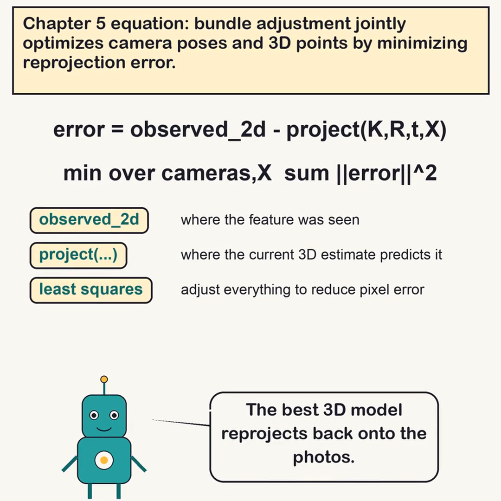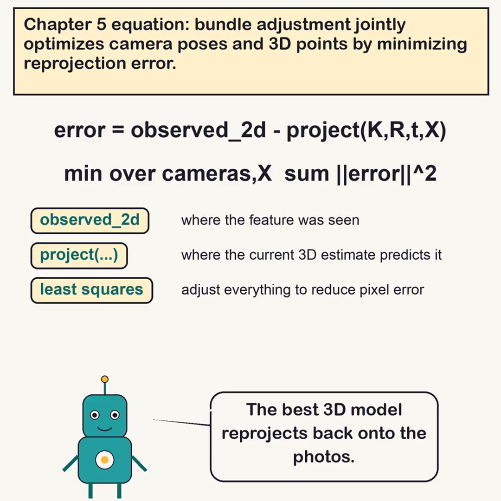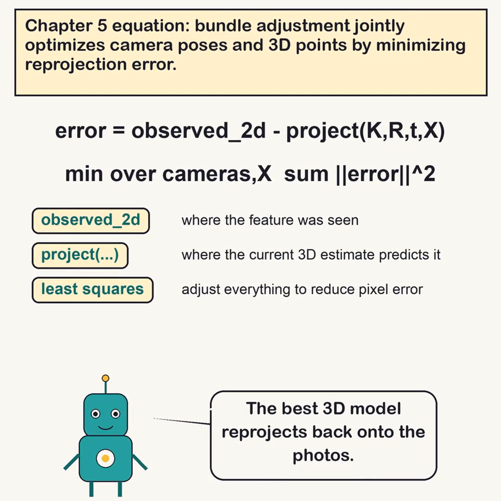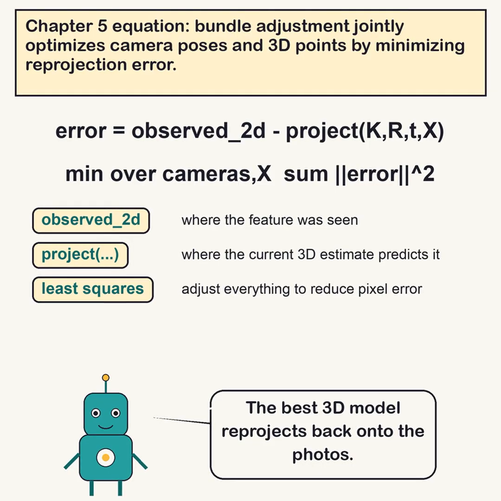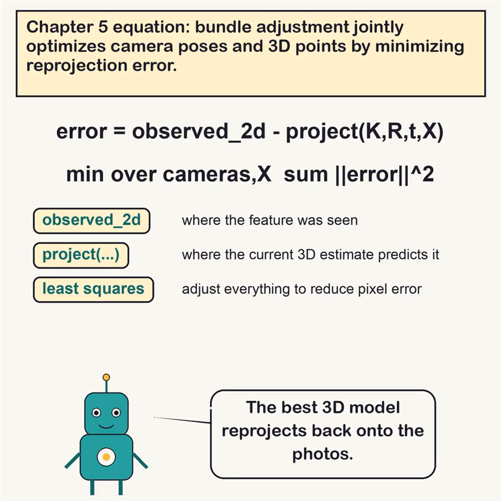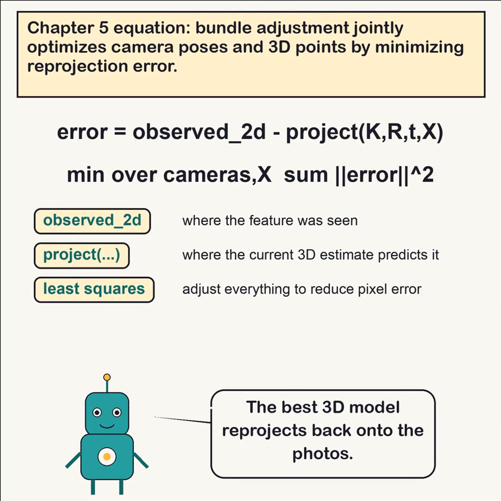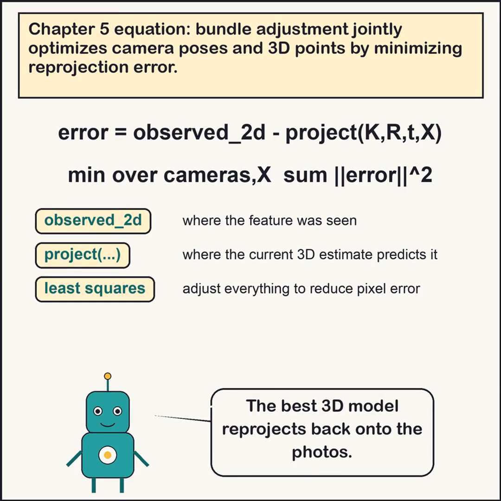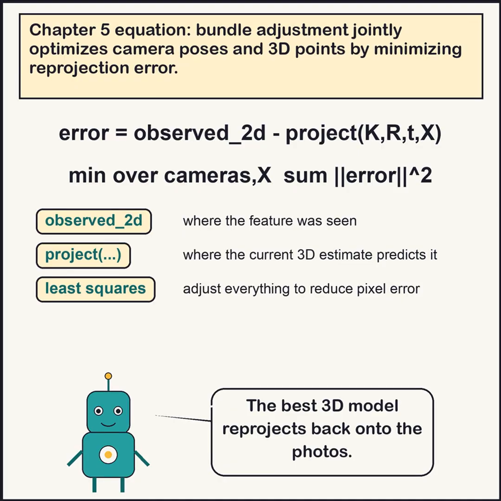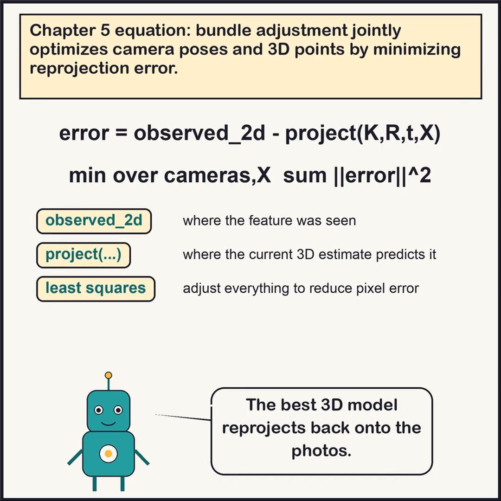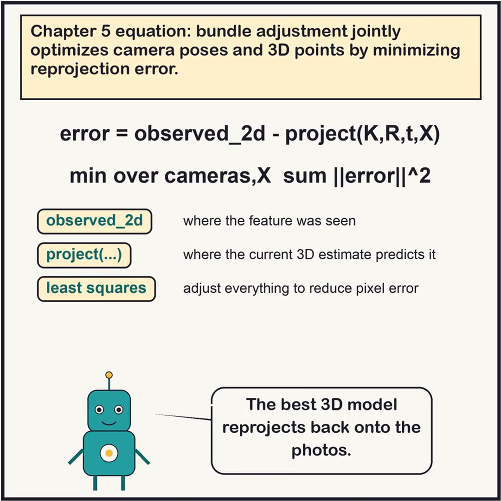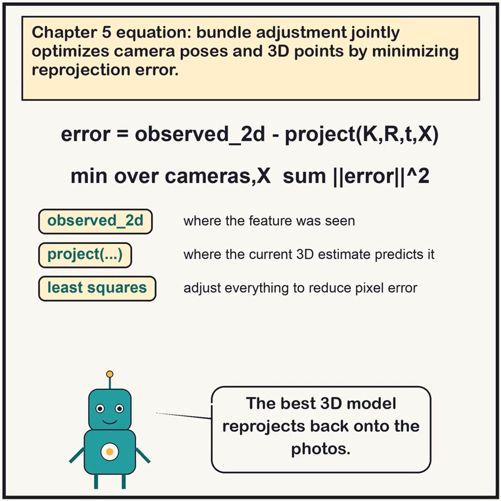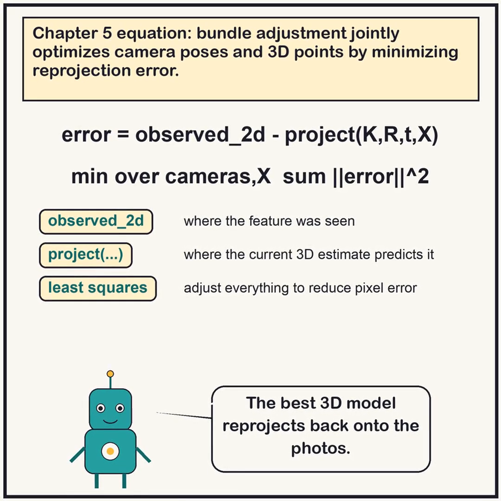It is called bundle adjustment because each 3D point sends a bundle of rays into many cameras, and the algorithm adjusts all rays to agree. It is best used after an initial reconstruction, because it refines the entire scene by asking the fairest question: do the 3D points land back on the pixels where they were observed? Real-world analogy: Bundle adjustment is like tightening all camera rays together until every photograph agrees with the same 3D model. The best 3-dimensional model reprojects back onto the photos.